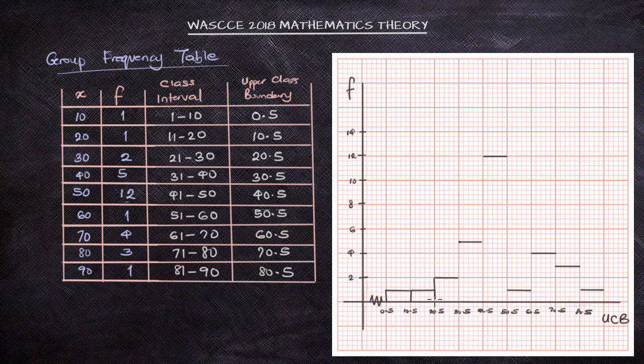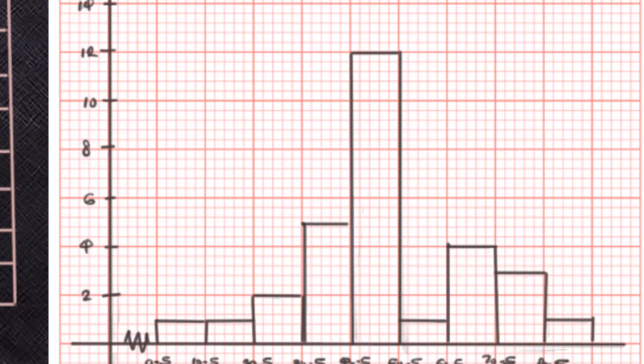So now I'm going to draw the whole of this and join them appropriately. The last value is 90.5. So with this, I've constructed my histogram with no space in between, which is the characteristic of a histogram, and then plotted the upper class boundary against the frequency.